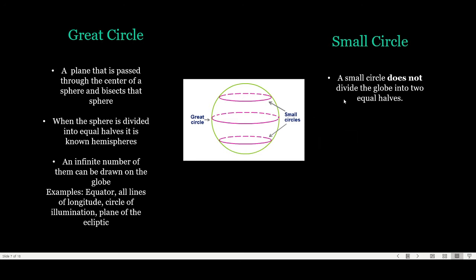Also, we have the small circle. A small circle does not divide the globe into two equal halves. So all lines of latitude except the equator are small circles.